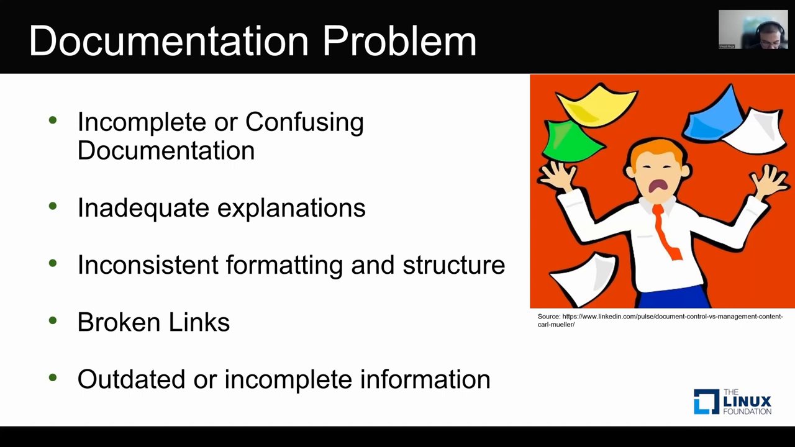As a result of problems with the documentation, users may struggle to navigate it and to understand how to use the software effectively, which can lead to frustration and poor user experiences. Outdated or incomplete documentation, confusing documentation, inadequate explanation, inconsistent formatting and structure, broken links, and outdated or incomplete information: all these challenges make it difficult for users to navigate the documentation, and hence they do not engage with the community and become part of it, because they are stuck solving those issues.